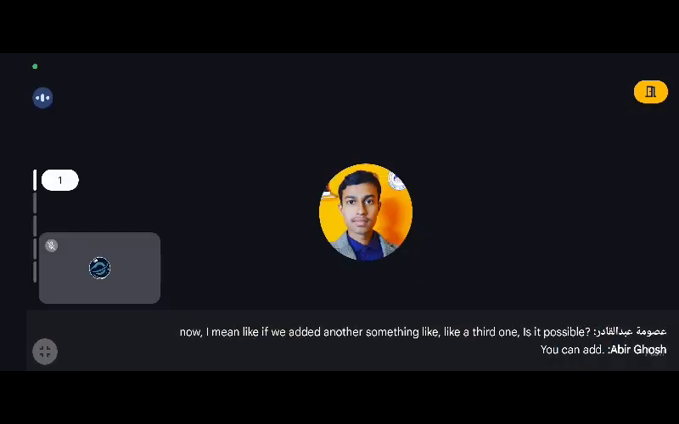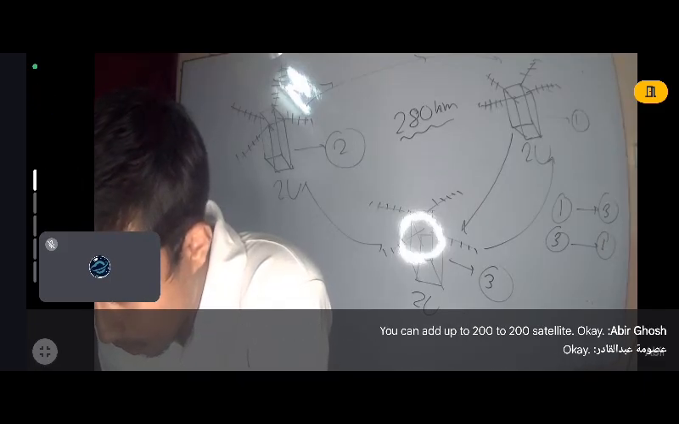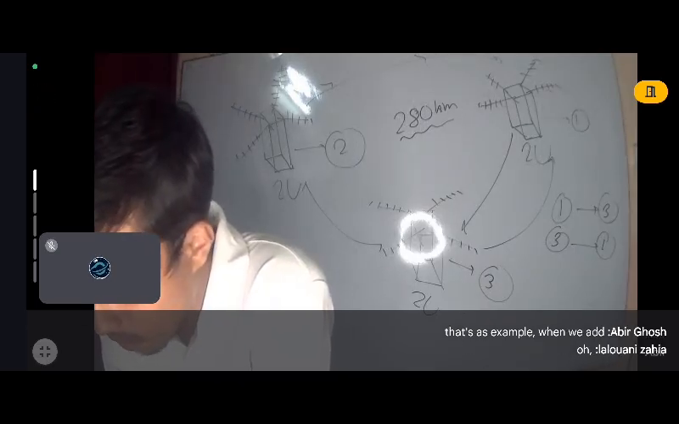You can add up to 100 to 200 satellites. Okay, that's as an example when we add. The prediction.